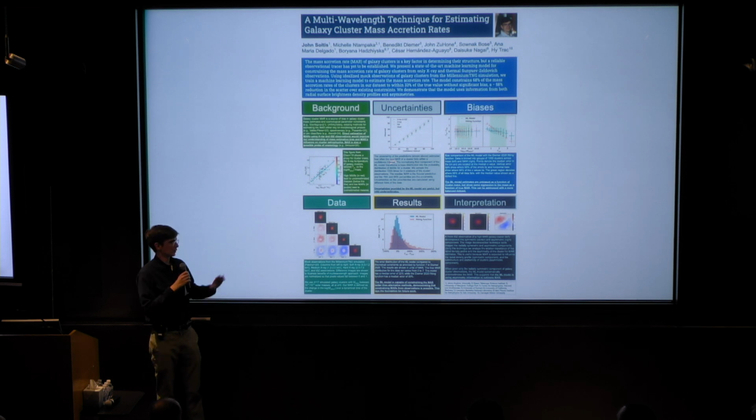We also explored some interpretation of that. We found the uncertainties were reasonably accurate, that the model was not biased as a function of mass, and that it was also using asymmetry information in addition to surface density profile information.